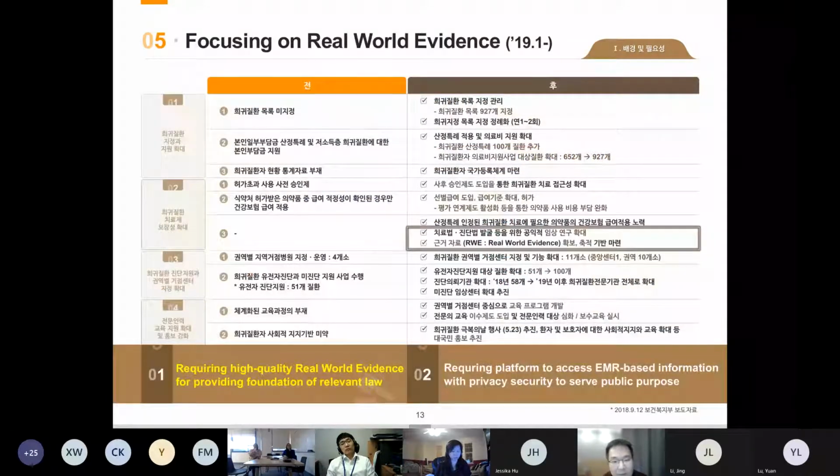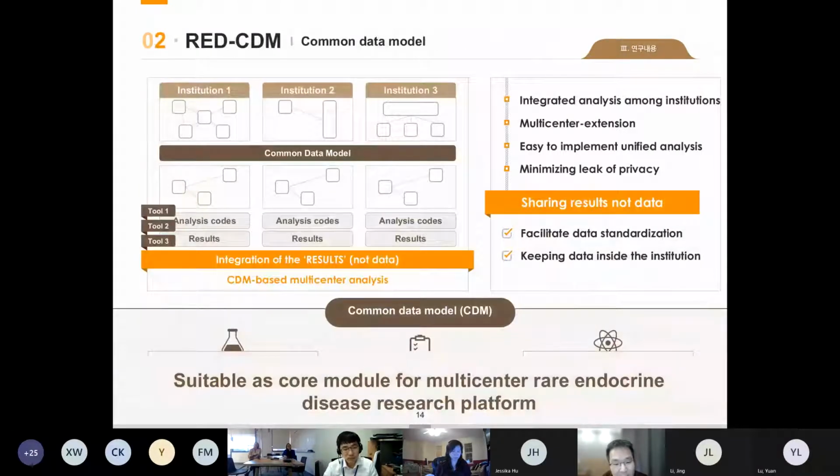So the Korean government recently focused on real-world evidence, not just on randomized clinical trials, but looking at multi-center studies and multi-center data records to capture the characteristics and information about these rare endocrine disorder patients. So they gave this grant to our team. We focused on a common data model as a suitable core model for a multi-center rare endocrine disease research platform 2 years ago, and we're now understanding we were right about this decision, but technical and many other problems still exist.